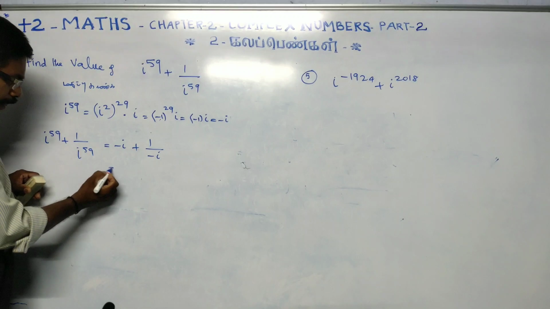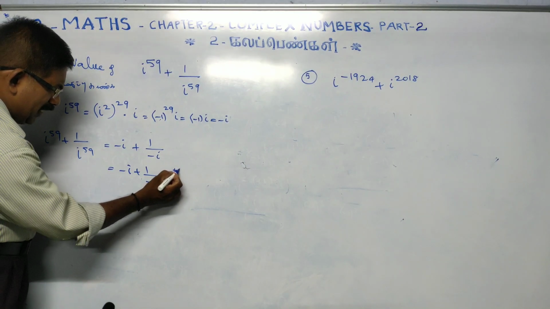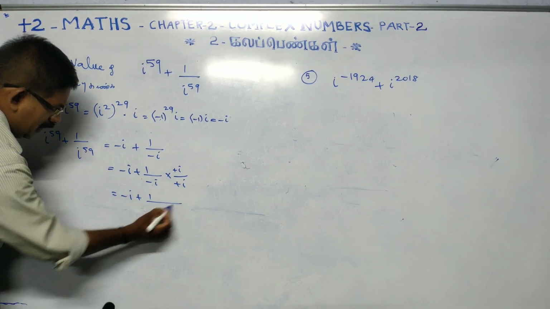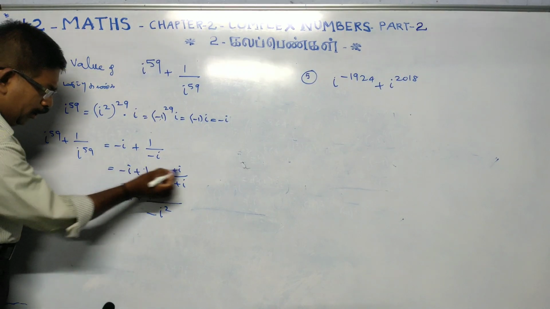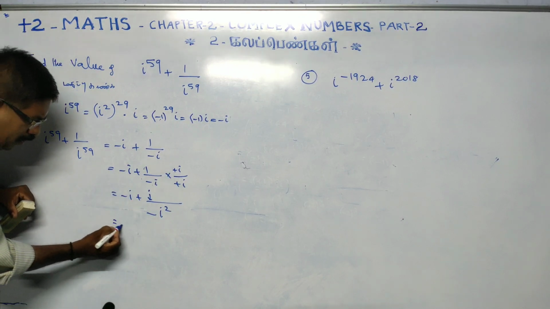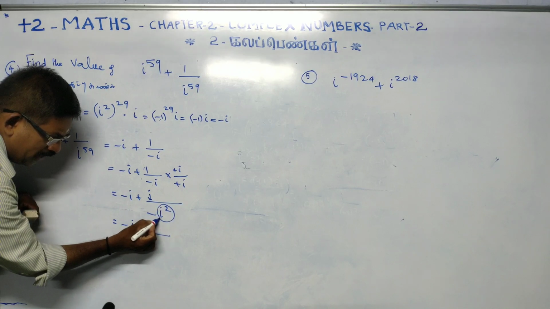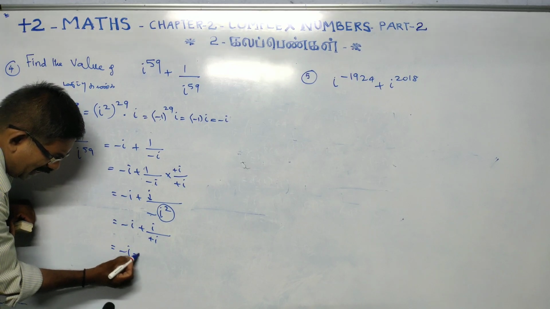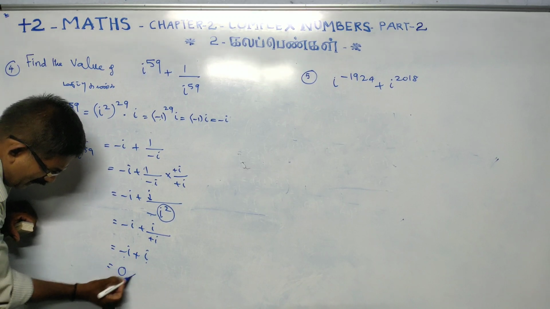Next step. The conjugate, plus i by plus i. Minus i into i means i square in the denominator. 1 into i means i. So minus i plus i by i square, whose value is minus 1, into minus, plus 1. So minus i by 1 is i. Minus i plus i cancel. Answer is 0.